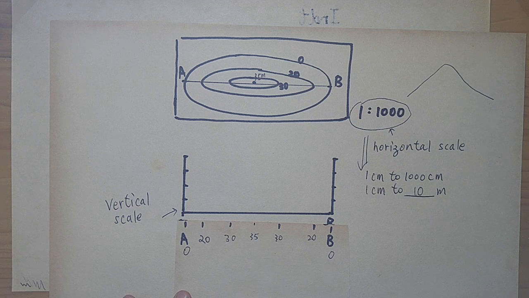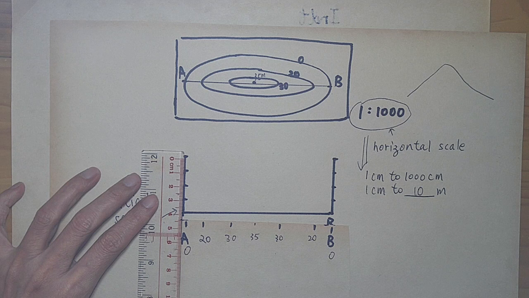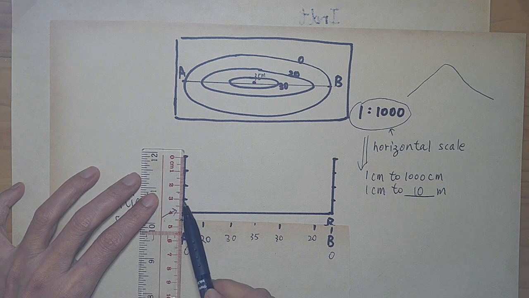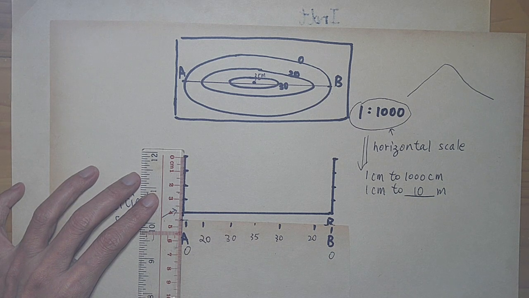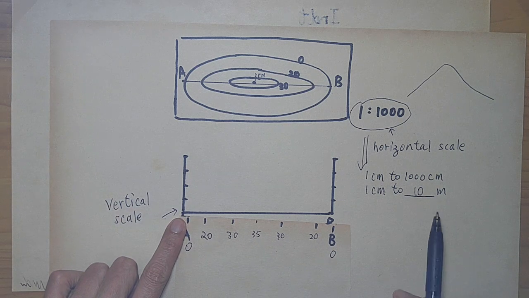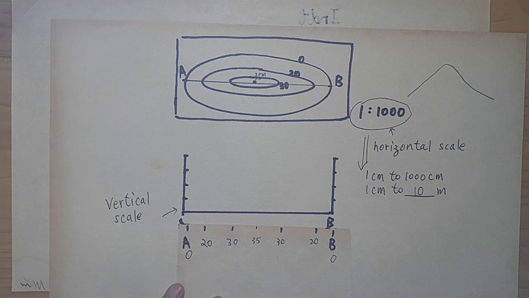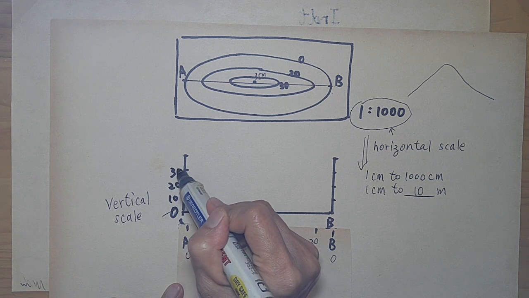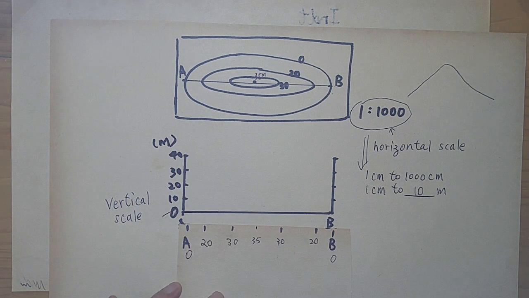Okay, so you use a ruler to measure it. Just make it 1 cm for each, so you can see. So this is 1 cm, 1 cm, 1 cm, 1 cm, okay? And for each cm, it refers to 10 m. So what does it mean here? We say this is 0, right? And then this is 10, 20, 30, and then 40. Remember to write down the unit m here.